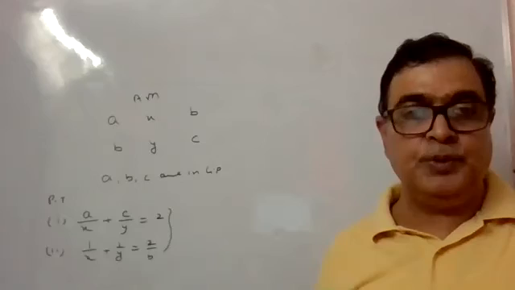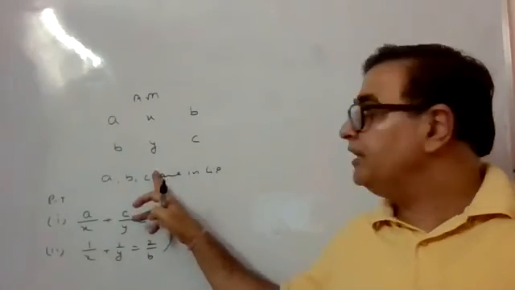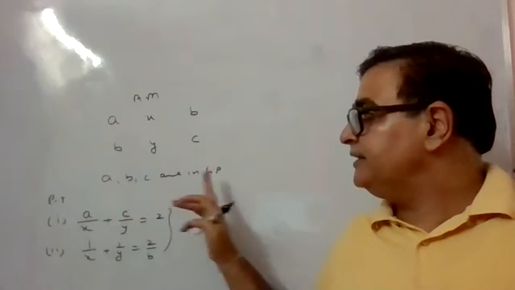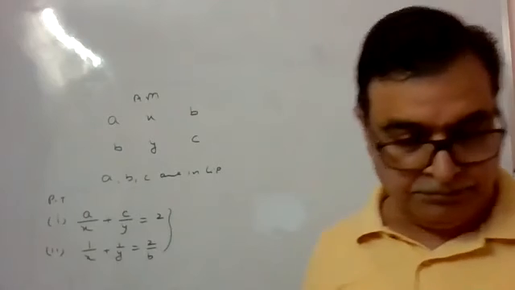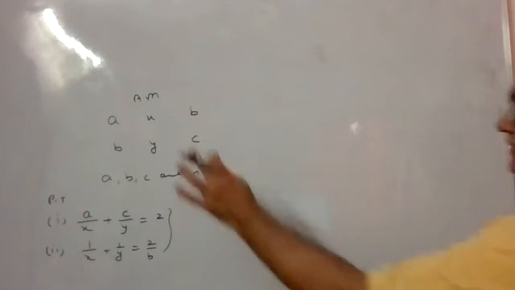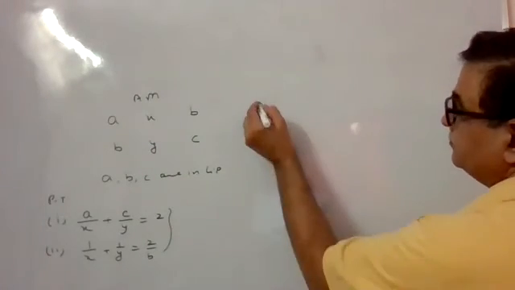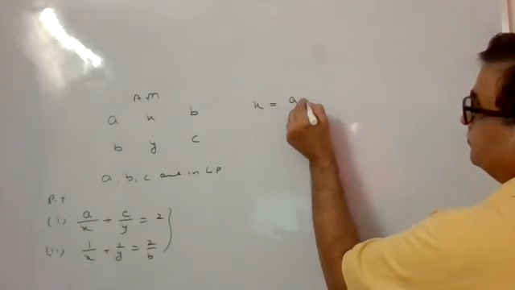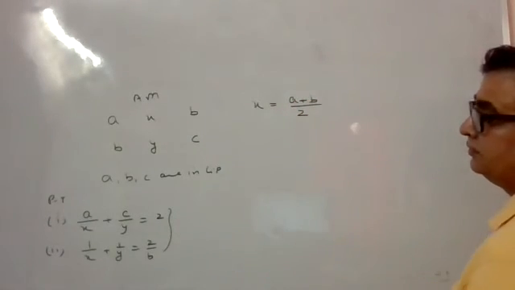Between A and B the arithmetic mean is X, and between B and C the arithmetic mean is Y. If A, B, C are in GP, then you should bring these two results. If this is the arithmetic mean, what should X be? X minus A, A plus B by 2.